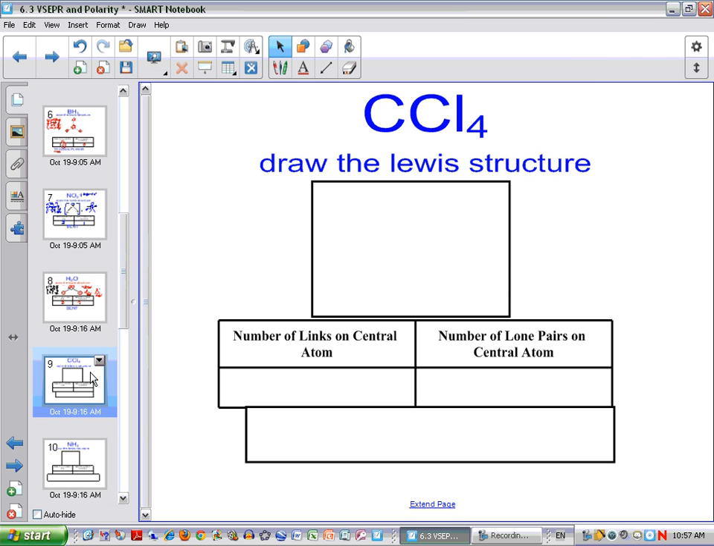We're going to make it CCl4. This is carbon tetrachloride. We've NaSL'd this one before. We did it in our yesterday's lecture. I know I'm NaSLing these really fast. If you need to go back and watch the video again.